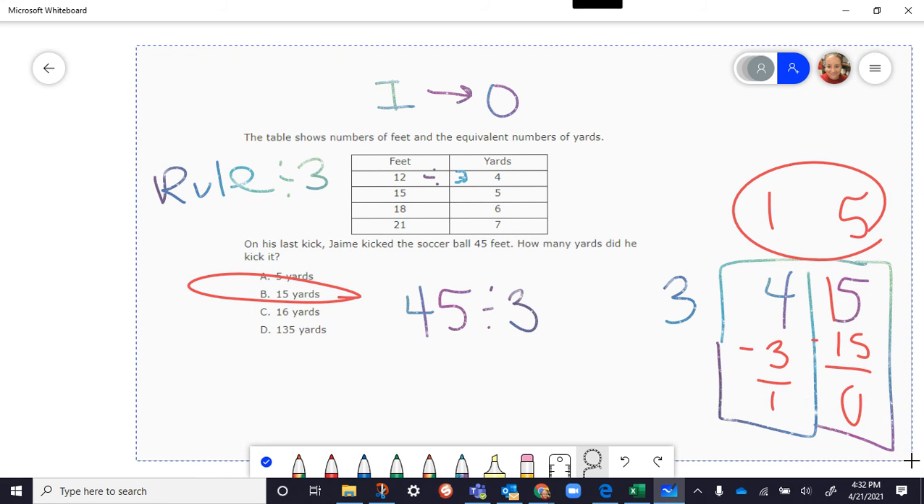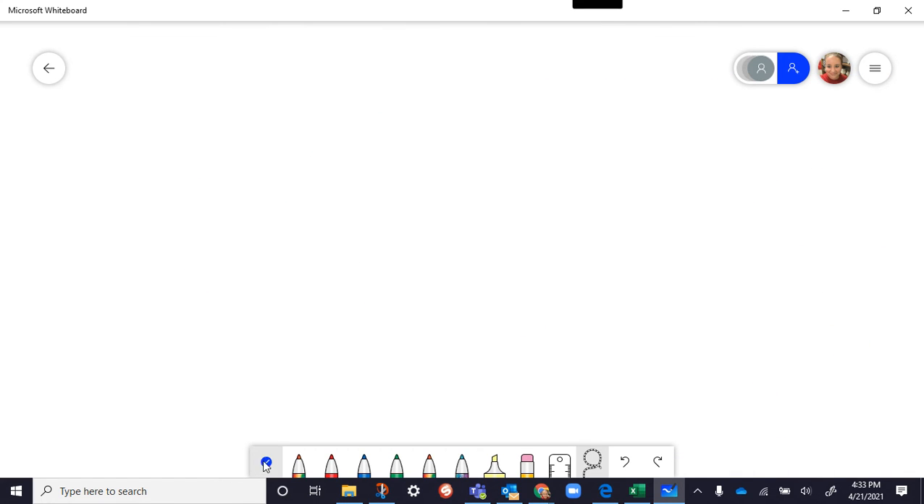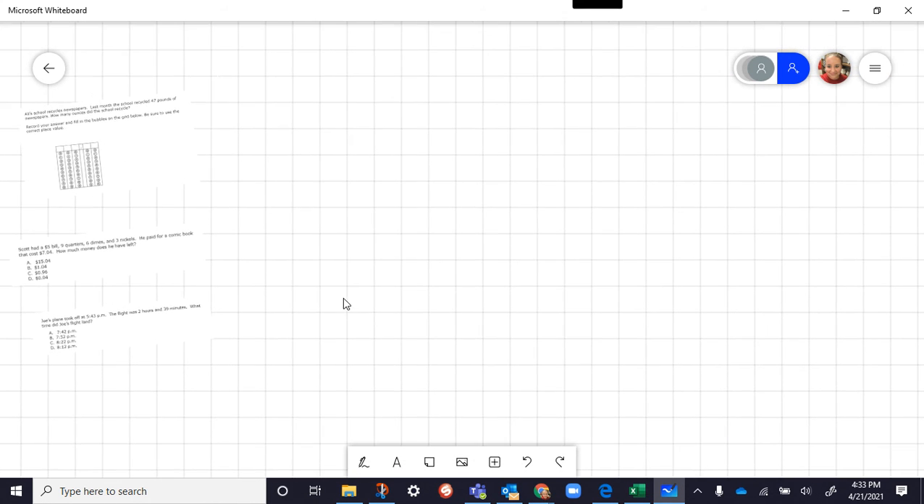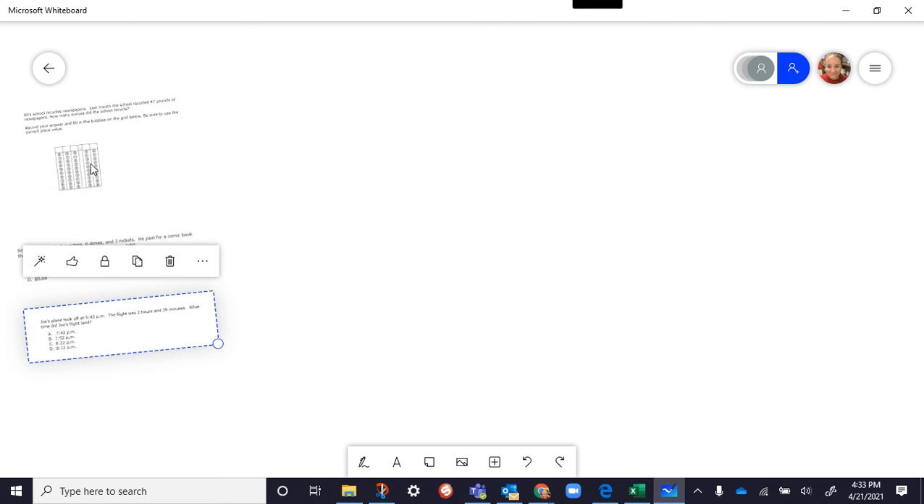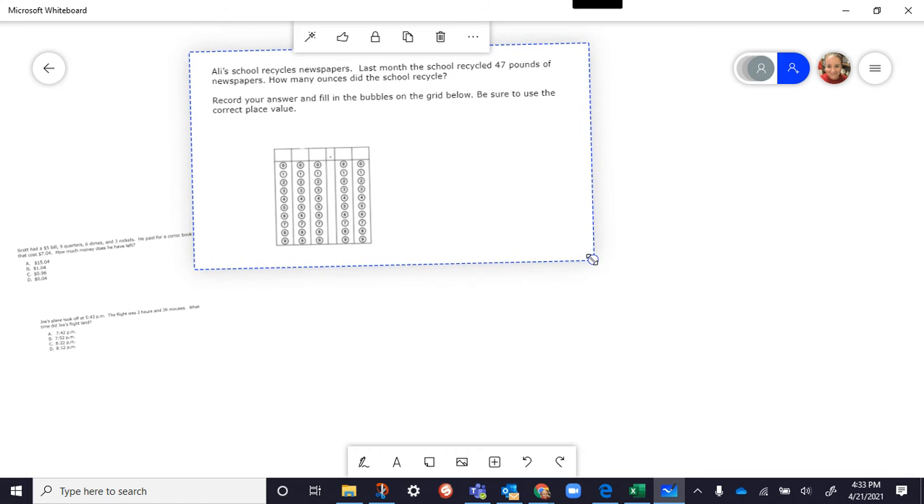So using that input-output table can be very helpful when you're solving these conversions. All right, let's go with this one. Got a few more here.